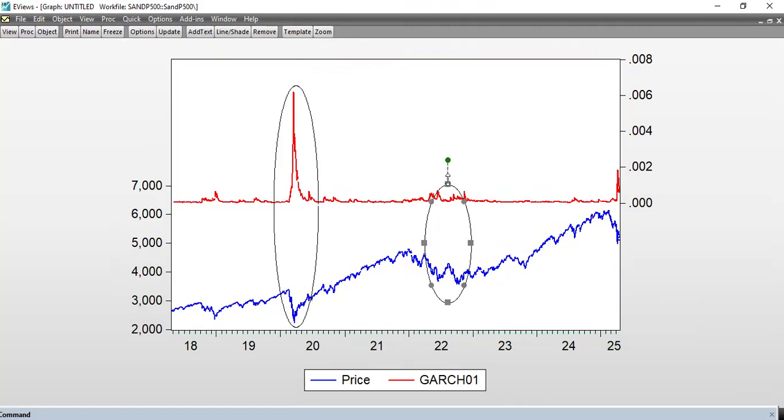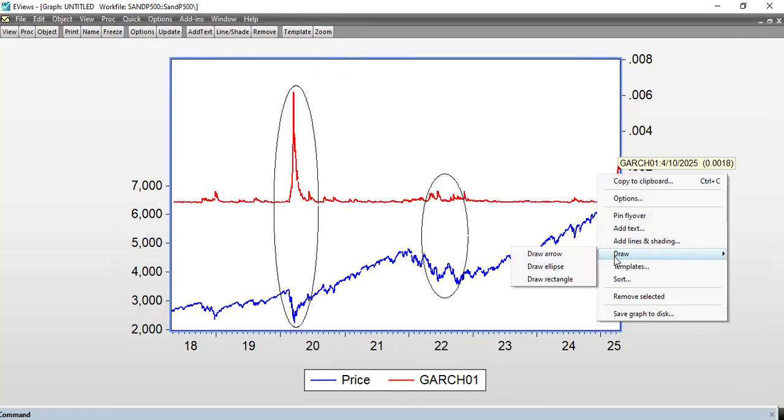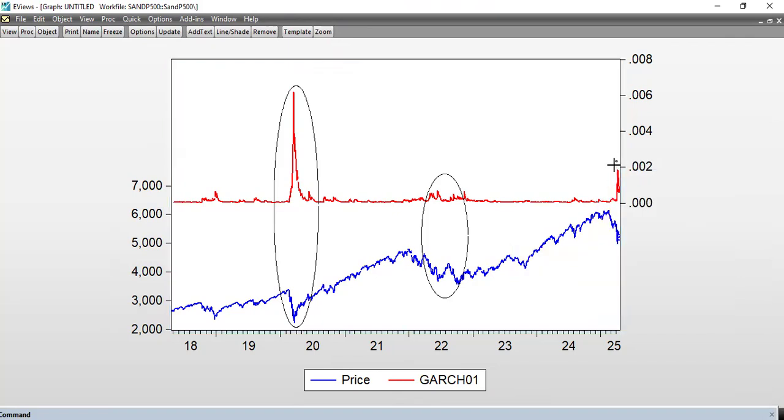I would like to bring home one point. See here again. Once the series is going down, there are negative shocks, so the volatility is increasing. And if you see at the end also here, once the original series is going down, once the shocks are negative shocks, the volatility is increasing.